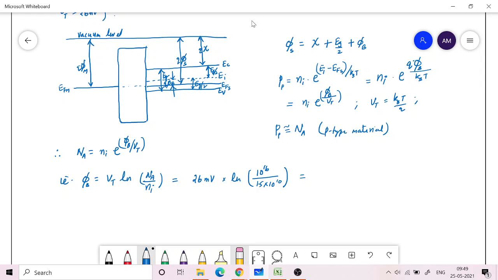So this is what we need to find out. If you use a calculator and find this out, you will get 0.35 volt.